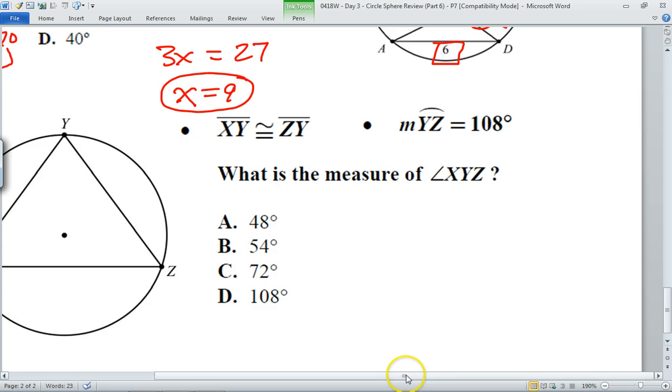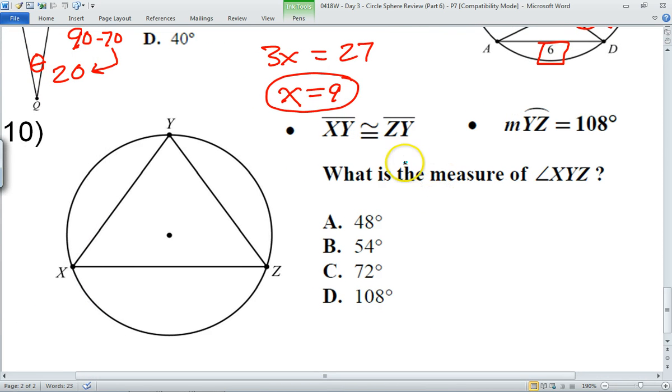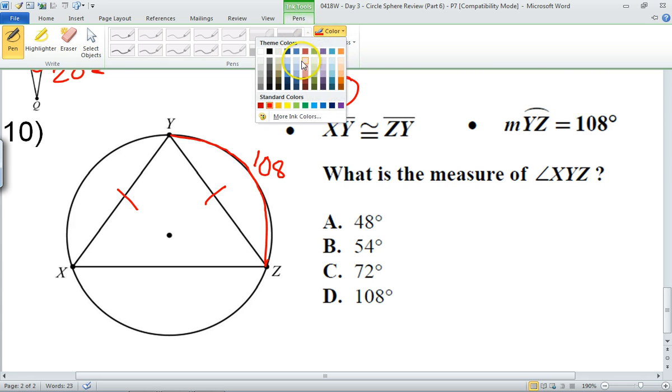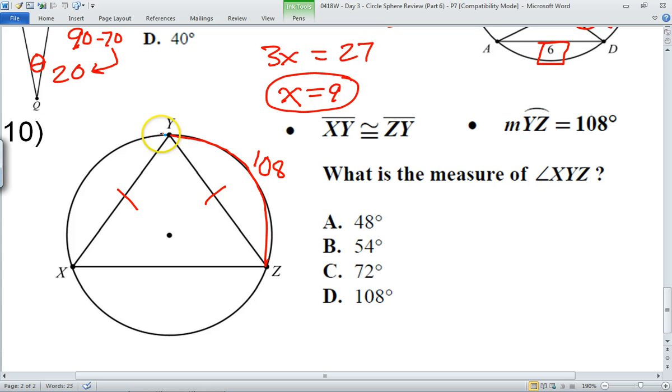Is this the last one? Okay, looking at number 10. We are given xy is congruent to zy. So that means isosceles, boom, bam. We're given arc yz is 108. So let's see, that's this out here is 108. Well, if this is 108 out here, can you tell me what this blue arc is going to be? 108. The symmetry. It's isosceles. If these chords are the same, then these arcs are the same. So this will be 108.